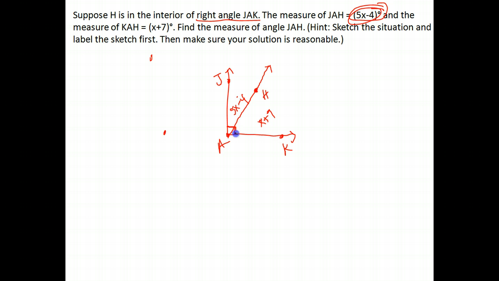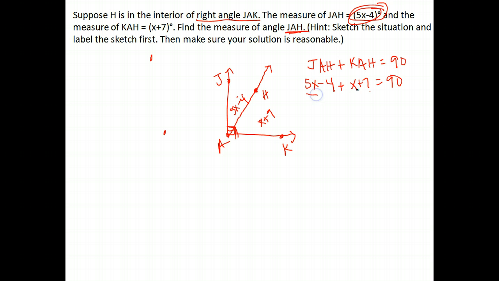We know that these two angles form a right angle together. So we know that whatever angle JAH is plus angle KAH, those are the two angles together, they're 90. Substitute the information we have. So we know that JAH is 5x minus 4, and we know KAH is x plus 7. So we substitute that information, and now we have an equation that we can solve to find x. Once we know x, we can go back and find the measure of angle JAH.